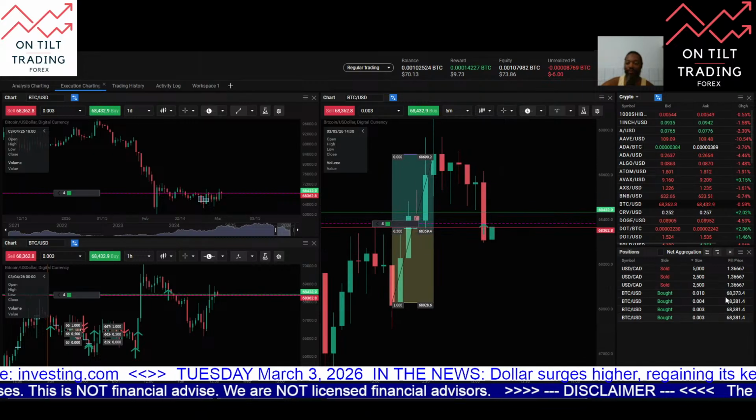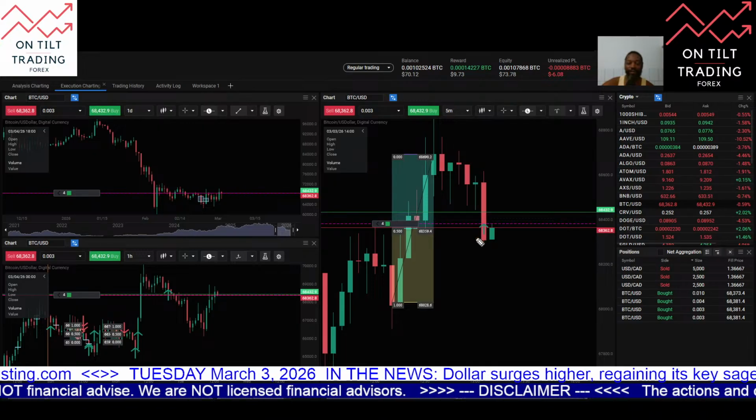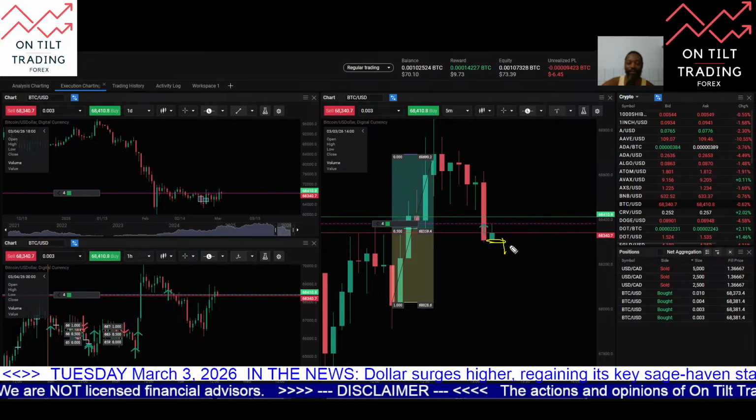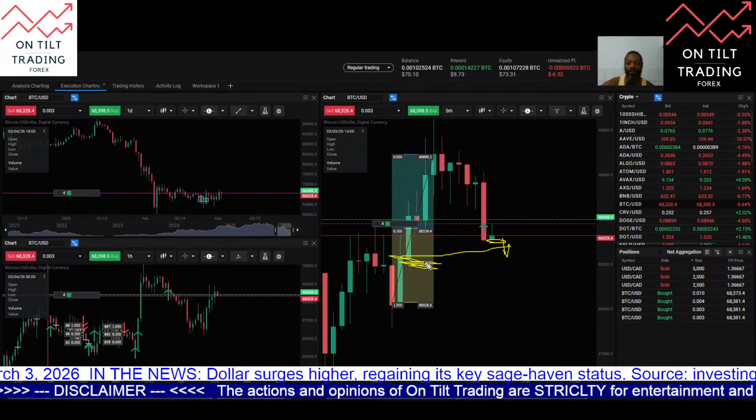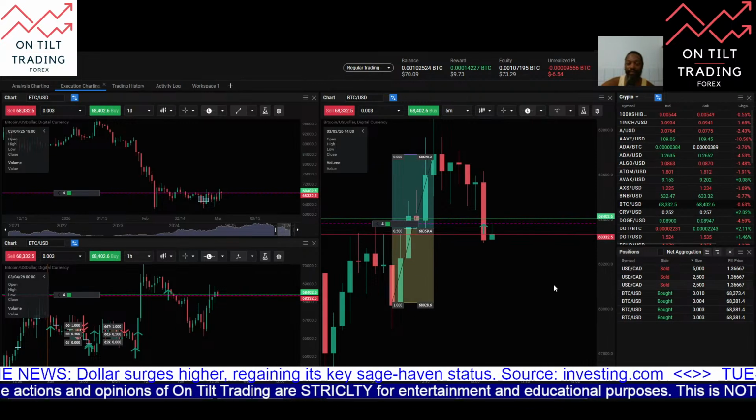So there's some liquidity below this candle here, so price is going to return to the sell side. It's probably going to take out this liquidity here as well. So I would expect my stop is likely going to be tested.